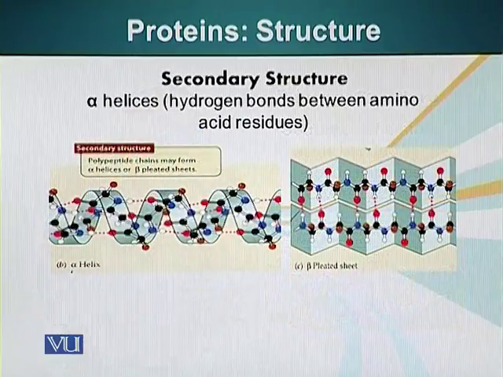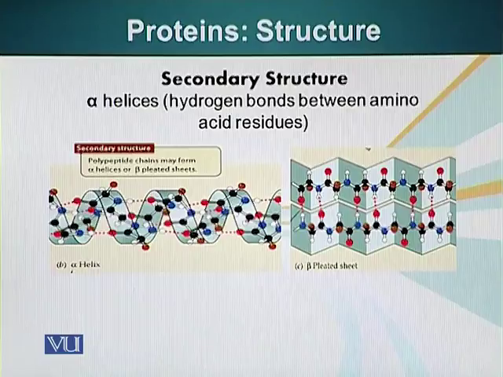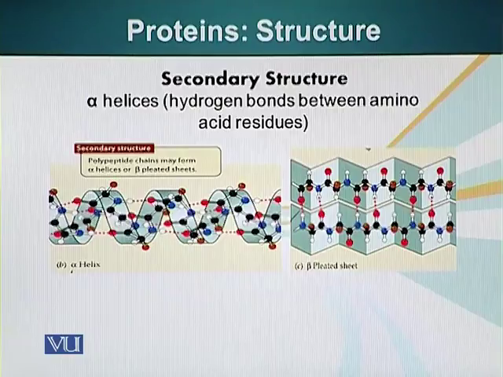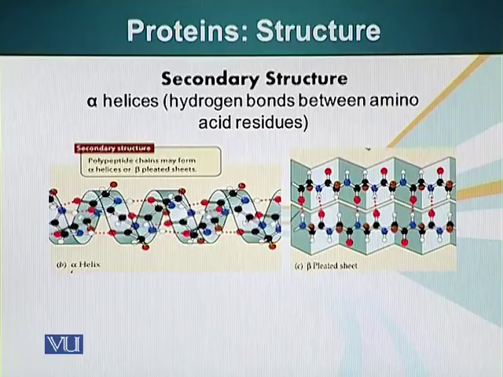There are two types of secondary structures, alpha helices and beta sheets. Alpha helices are present in fibrous proteins. They result from the formation of a hydrogen bond between the hydrogen atom attached to the nitrogen atom in the peptide bond, and also the oxygen atom which is attached to the carbon atom. The two types, as I mentioned, are alpha helices and beta sheets. These are the two types of secondary structures.